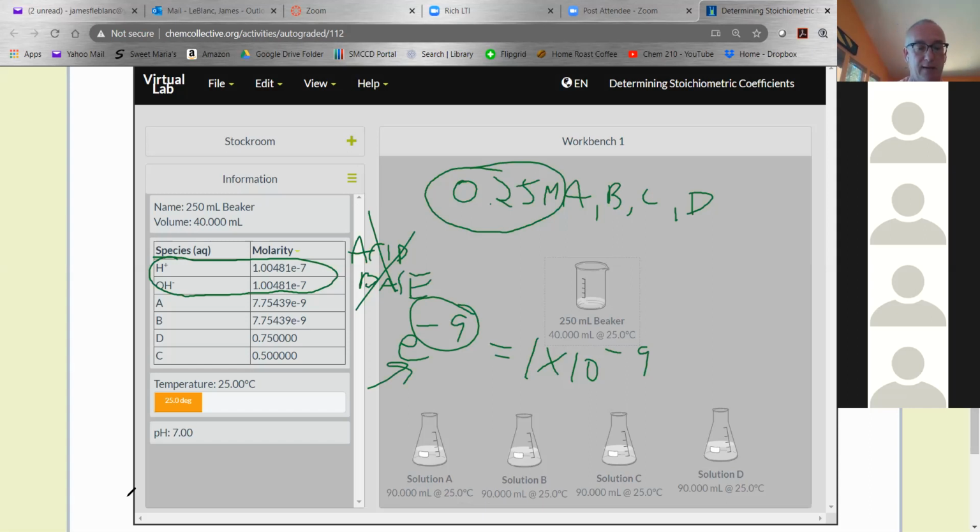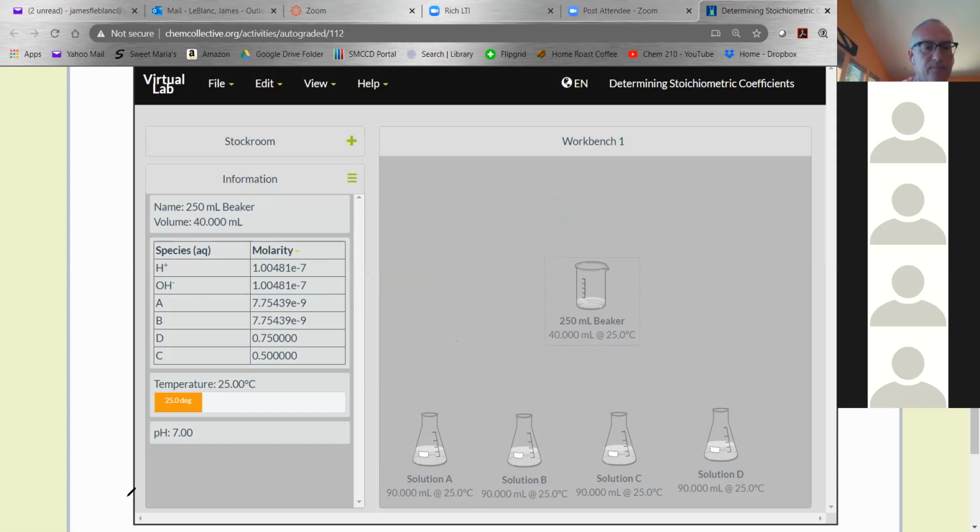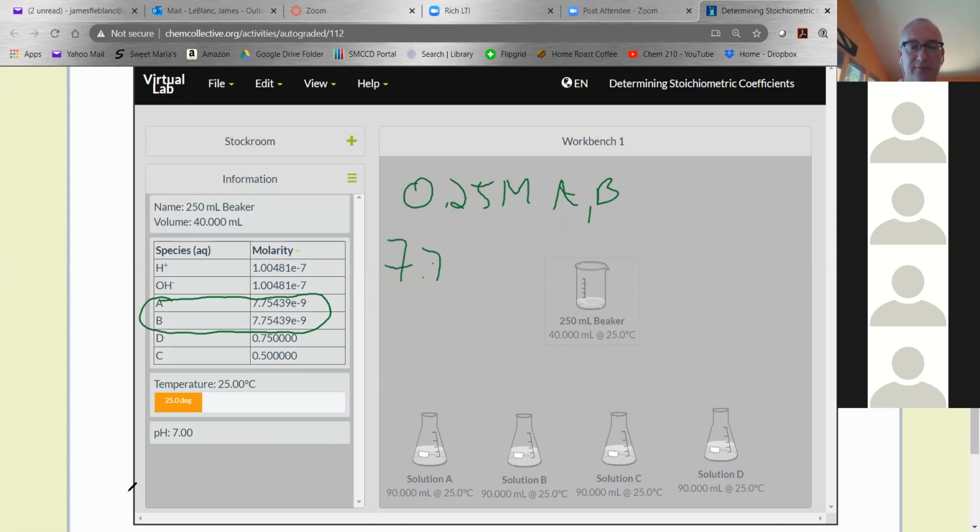So we look at A and B, and I was expecting 0.25 molar A and B. What I'm actually seeing is 7.75 times 10 to the minus 9 molar. So has it gone down or gone up? Yeah. It's gone way down, because what does that equal in scientific notation?